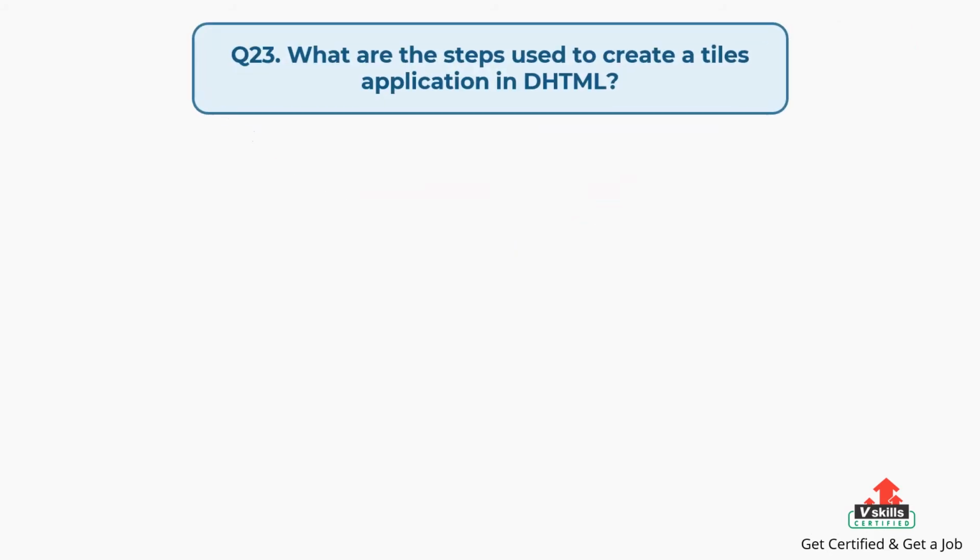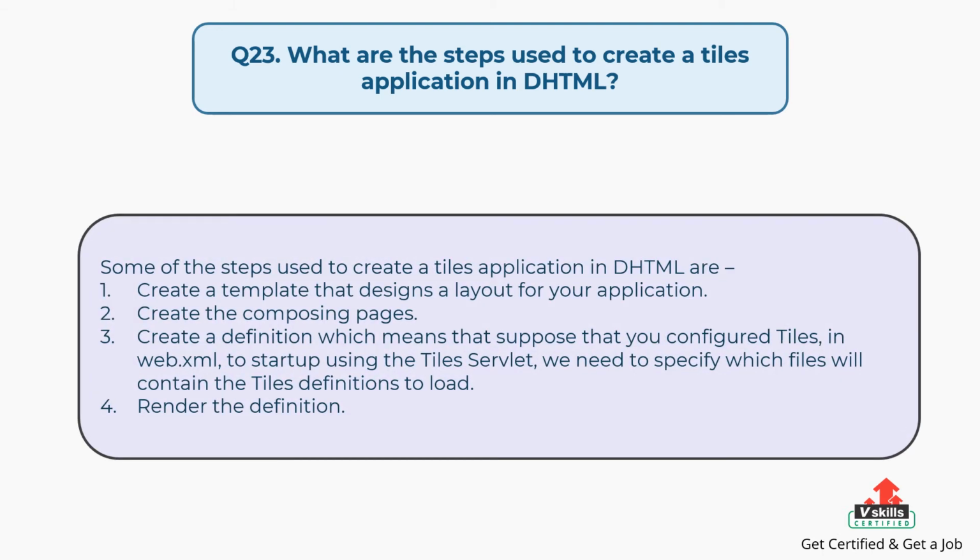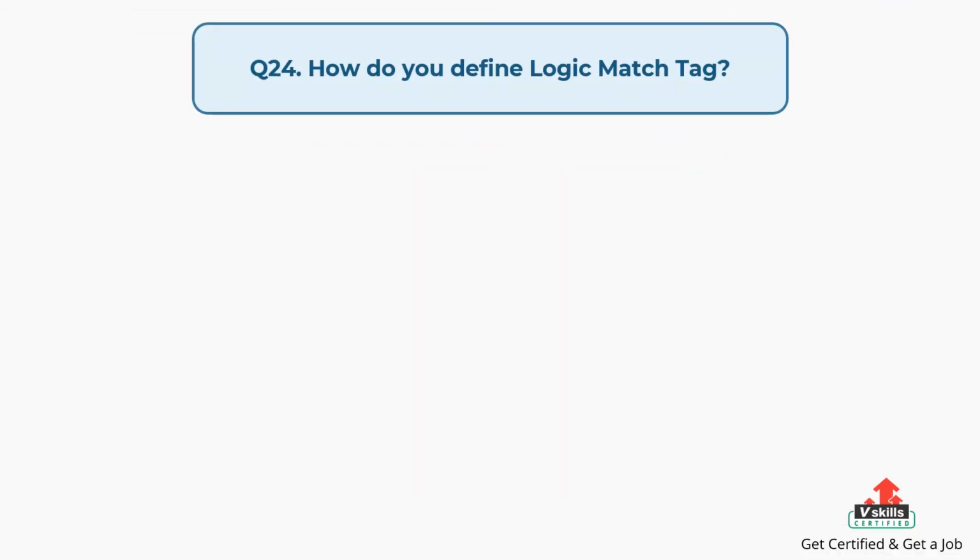Question number 23, what are the steps used to create a tiles application in DHTML? The answer is: some of the steps used to create a tiles application in DHTML are: first, create a template that designs a layout for your application. Second, create the composing pages. Third, create a definition, which means that suppose that you configured tiles in web.xml to start up using the tiles servlet, we need to specify which files will contain the tiles definitions to load. Fourth, render the definition.